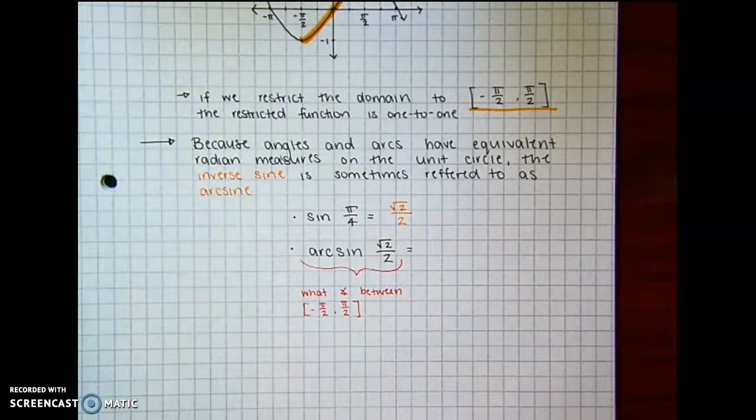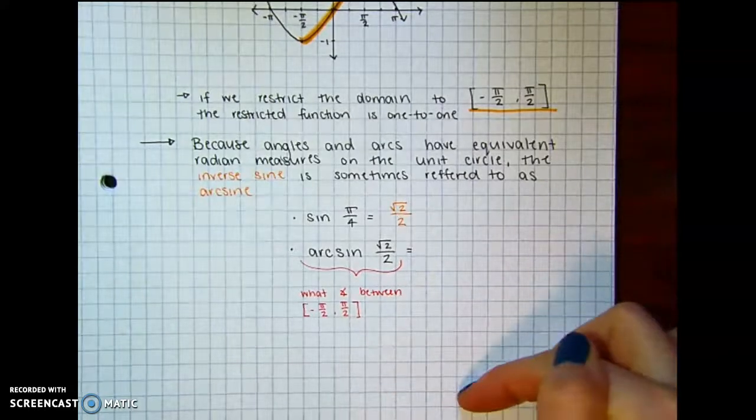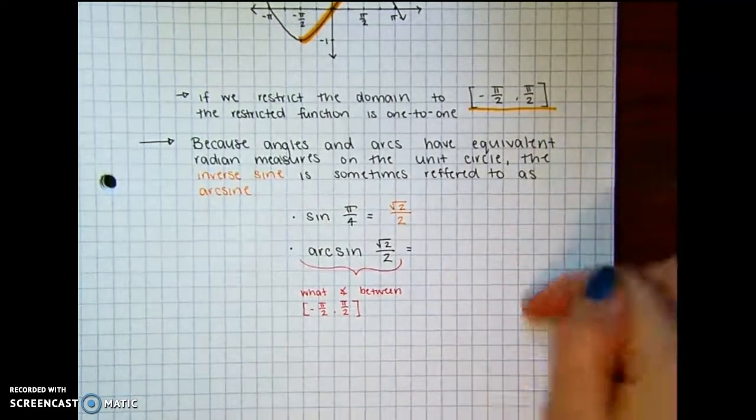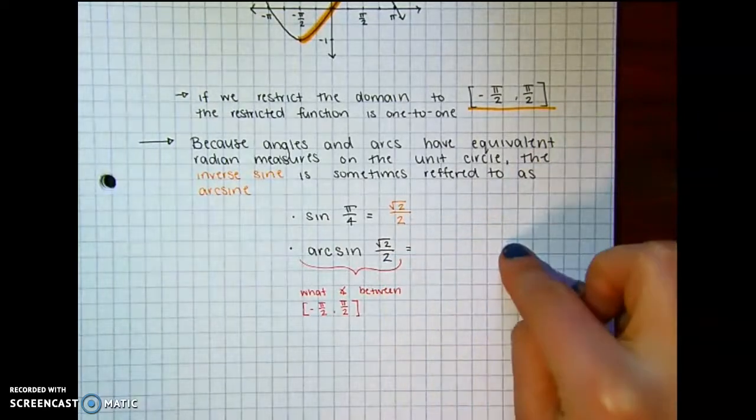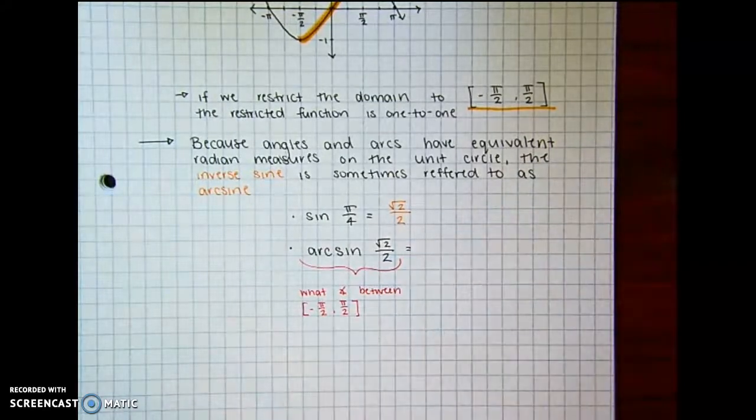Sorry, you can't see that. Okay, so good my unit circle. I'm like, okay, so between negative pi over 2 and positive pi over 2, this is a positive y value, so that means I'm in the first quadrant, so that's going to be pi over 4.